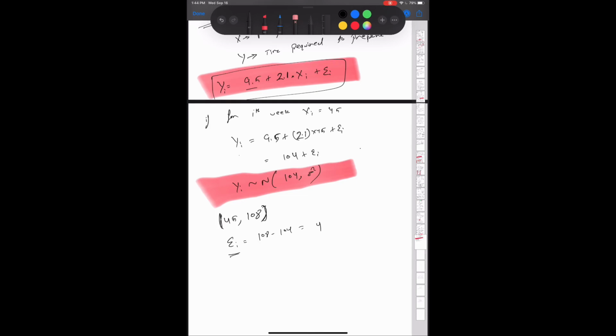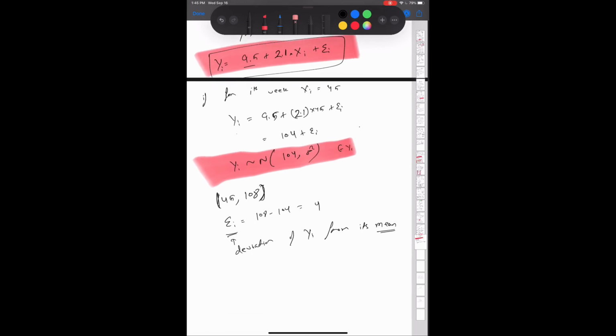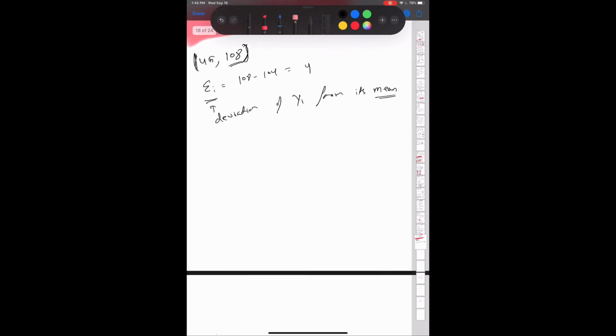So what is this epsilon i? Epsilon i is the deviation of yi from its mean. So since the expectation of yi is 104 and yi was actually 108, the deviation from its mean is this. Because the random variable does not always take its mean, right? It's around its mean. So another way to see this would be via this picture.